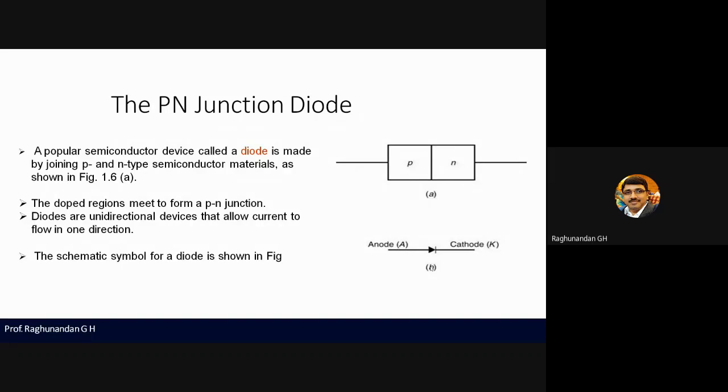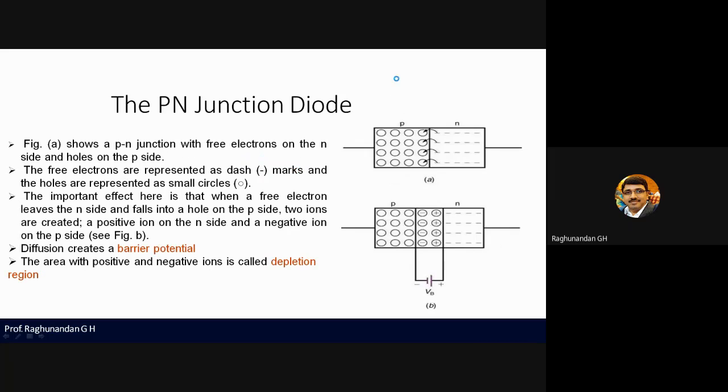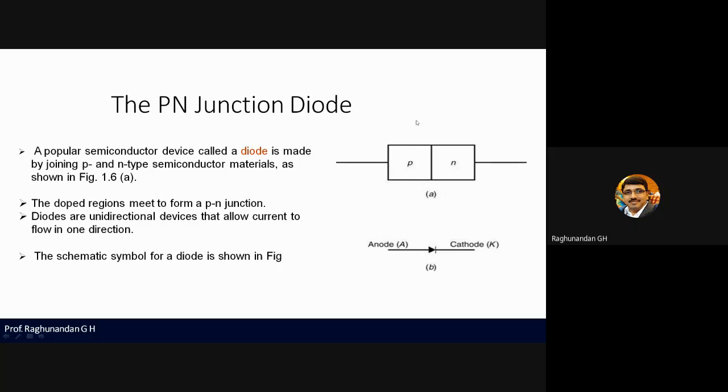PN junction diode. We are going to get a PN junction by sandwiching a P layer with an N layer. Between them, a junction is going to be created. That's why the name PN junction. Only this part is the PN junction.